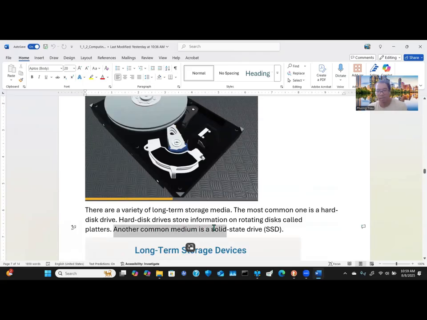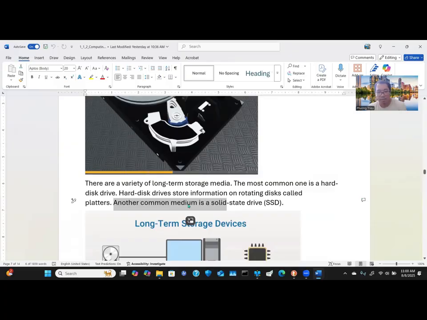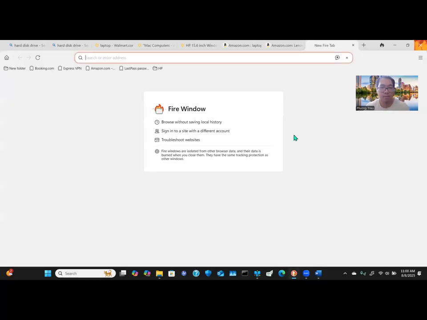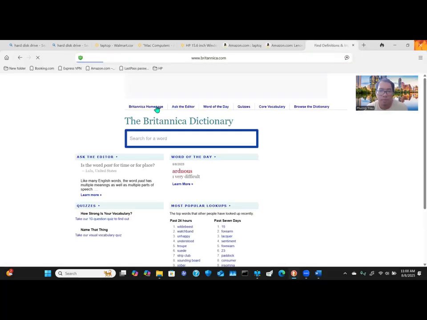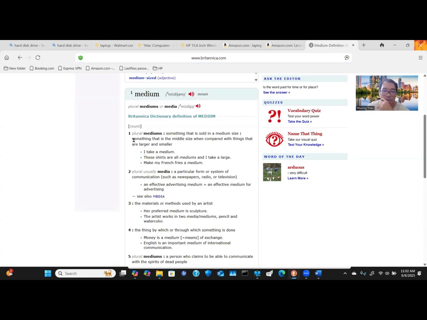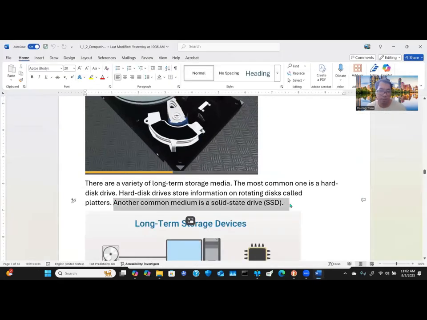Another common medium is a solid state drive, SSD. I don't actually understand why they use the word medium here, so I'm going to try to translate it. Why are they using the word medium here? I think what they're trying to say is something that is the middle size when compared with things that are larger or smaller. So for this sentence, you can translate it as: another common device with the medium size is a solid state drive.